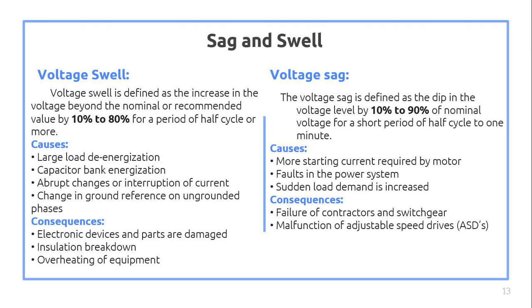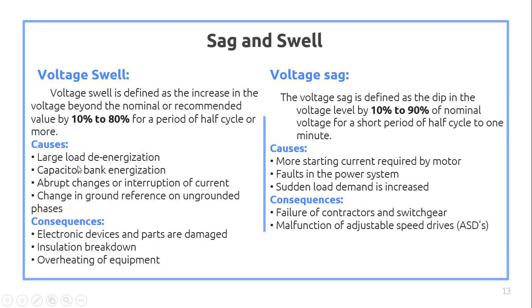Sag and swell. Voltage swell is defined as the increase in the voltage beyond the nominal or recommended value by 10% to 80% for a period of half cycle. Voltage sag is defined as the dip in the voltage level by 10 to 90% of the nominal voltage for a short period of half cycle to 1 minute.